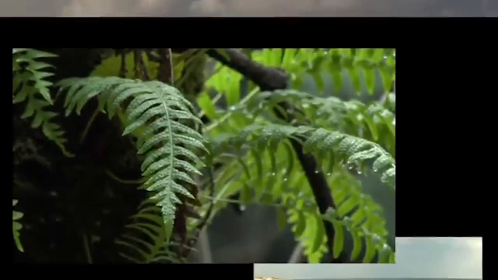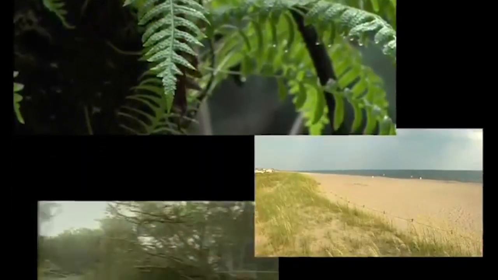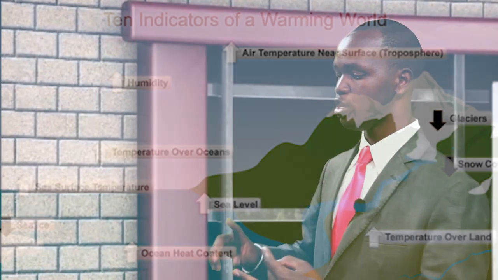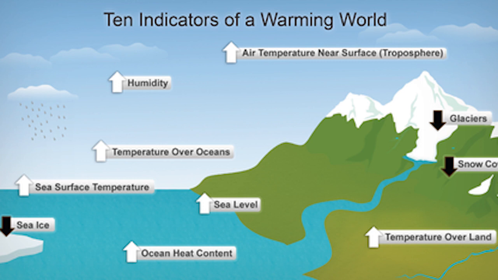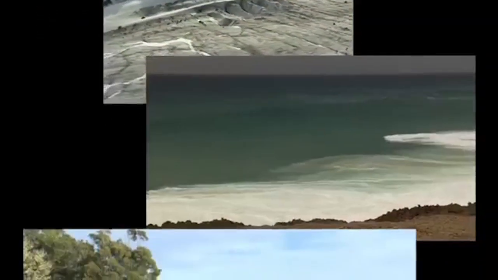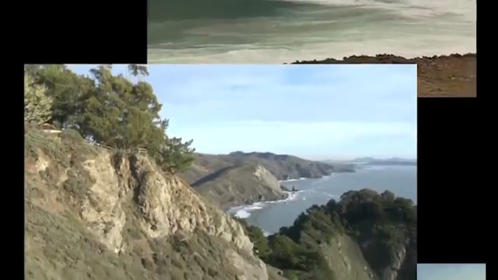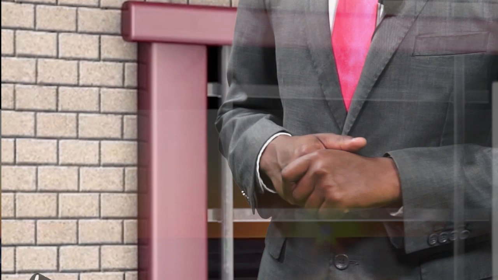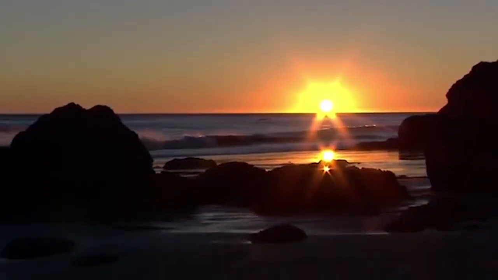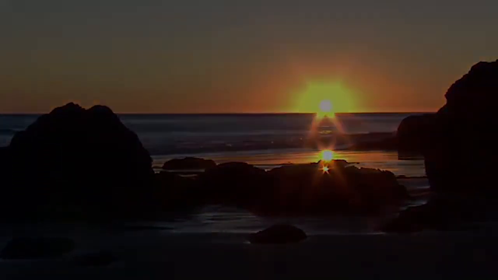And the relative movement of each of these indicators proves consistent with a warming world. 7 indicators are rising: air temperature, sea surface temperature, air temperature over the oceans, sea level, ocean heat, humidity, and tropospheric temperature in the layer of the atmosphere which is closest to the Earth's surface. 3 indicators are declining: Arctic sea ice, glaciers, and spring snow cover in the northern hemisphere.